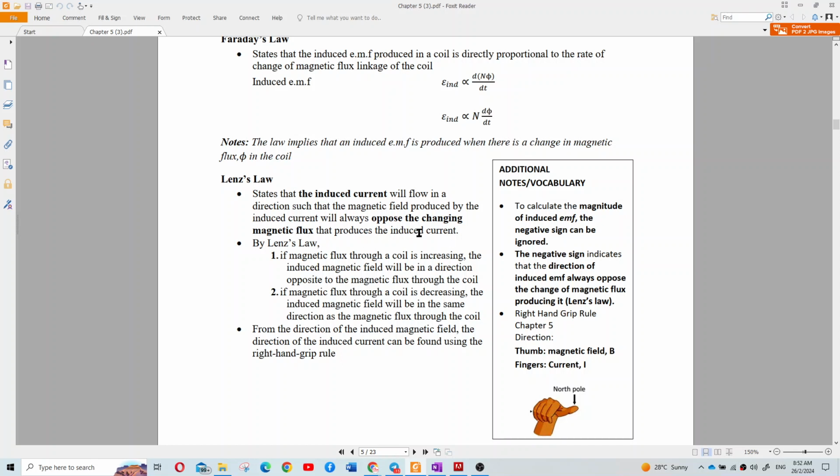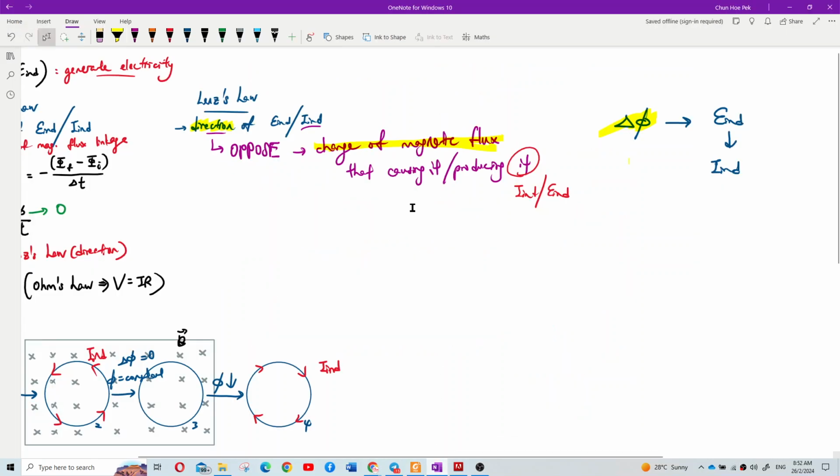Why do we have induced current in the first place? It is because of changing magnetic flux. Changing magnetic flux is the cause. It's the reason why this induced current is produced. Understand? It's a reason, as simple as that. It's a change of magnetic flux that produces the induced current.